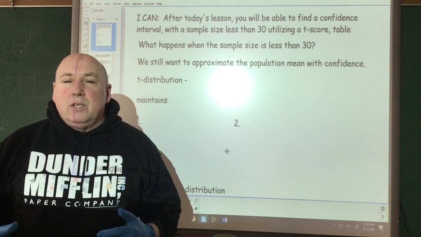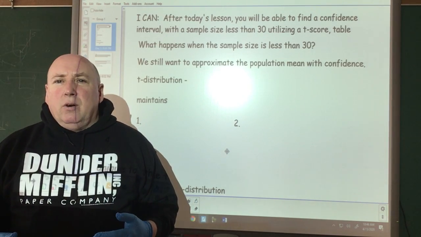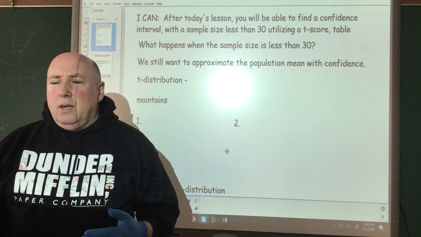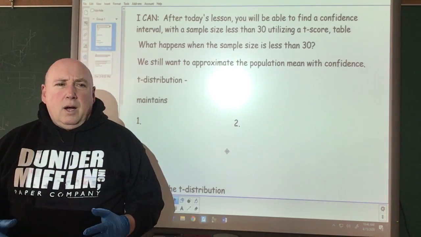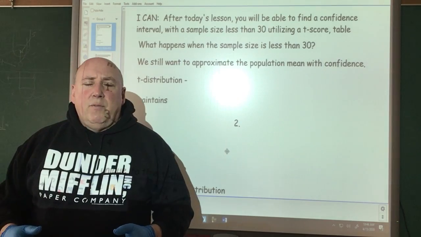I've received no questions, so hopefully we're keeping up with the material, and we'll work on evaluations towards the end of the week here. We'll get through the rest of the confidence interval.